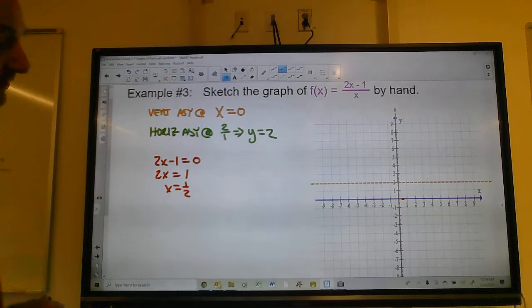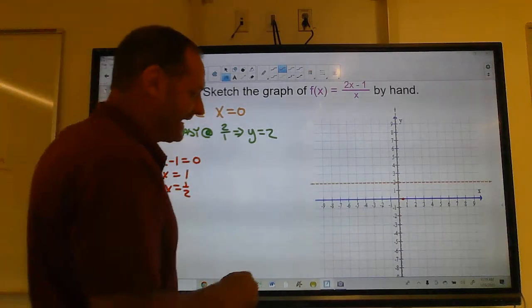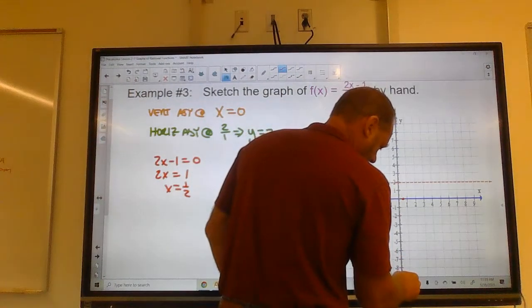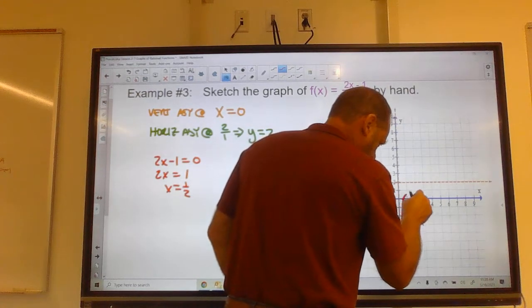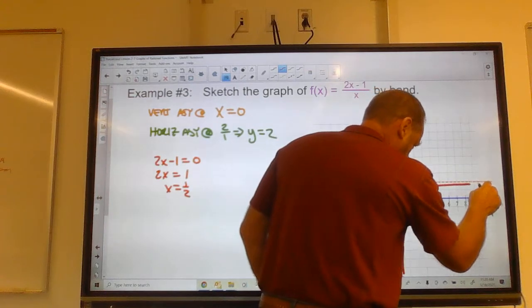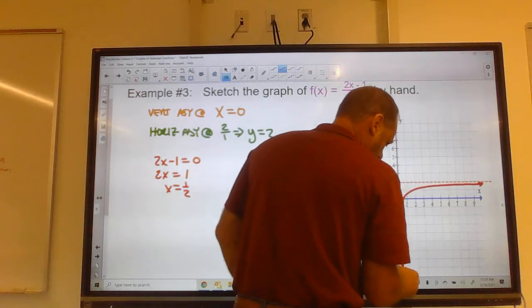And now I know what the graph looks like, because it has to approach this right here. It's got to approach the vertical asymptote. It can't touch that, so it's going to come here. It's going to pass through that point, and it's going to approach that asymptote right there.